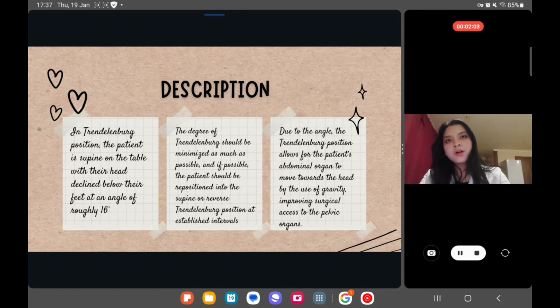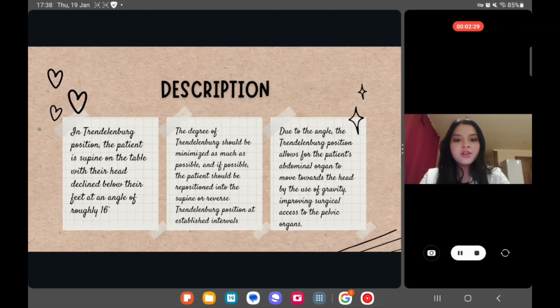Some description about this position. In Trendelenburg position, the patient is supine on the table with their head declined below their feet at an angle of roughly 16 degrees. The degree of Trendelenburg should be minimized as much as possible, and if possible, the patient should be repositioned into the supine or reverse Trendelenburg position at established intervals.